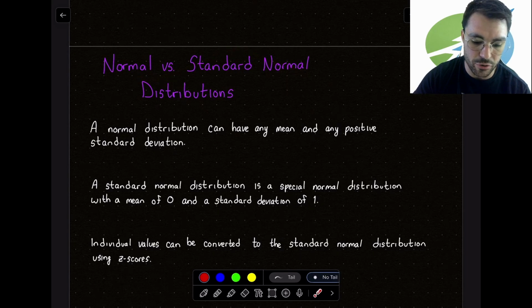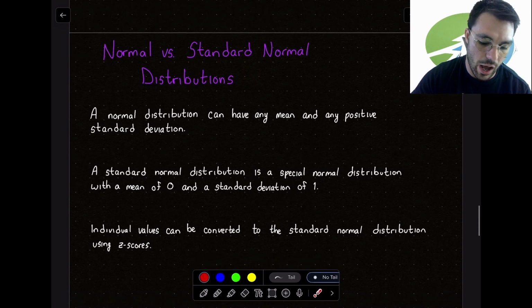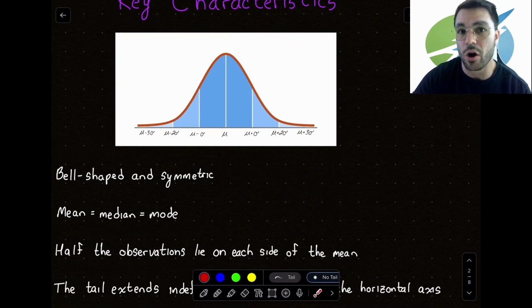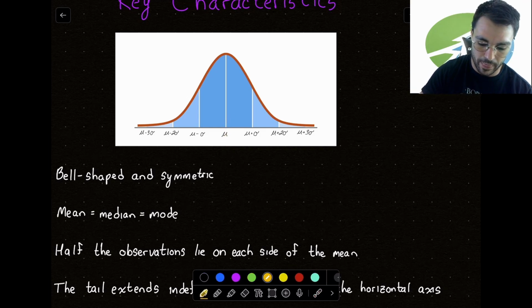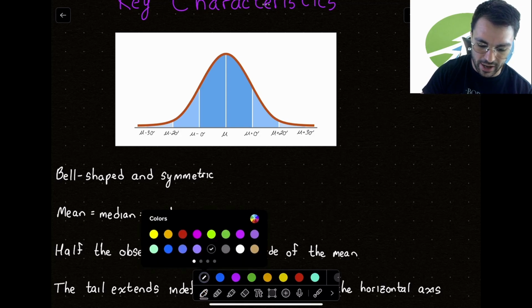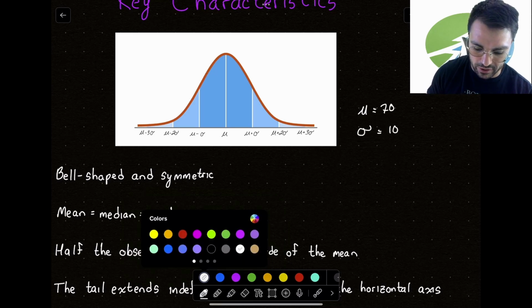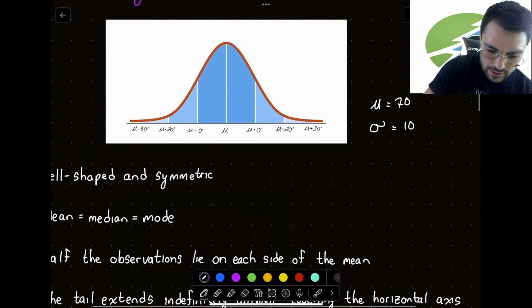Normal versus standard normal distributions. The standard normal distribution will be covered in my next video, but here's a little introduction to it. A normal distribution could have any mean and any positive standard deviation. You could see, for example, here we just call it the mean, but the mean's given a certain value. So a data set could have a mean of 70, so this would be 70 here, and a standard deviation of 10. So say in some other data set, we have the mean equals 70 and the standard deviation equals 10. Okay, then for our example, that would look like this.